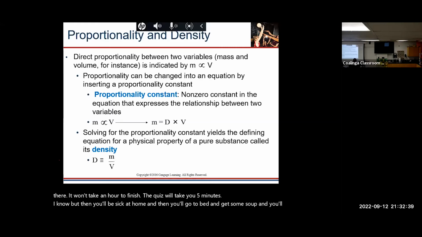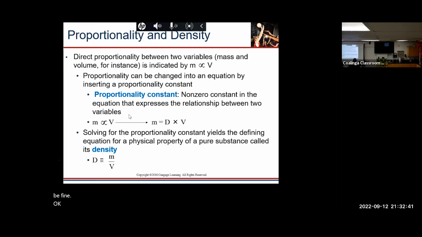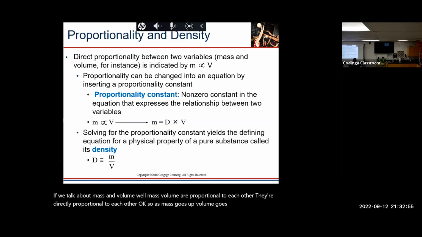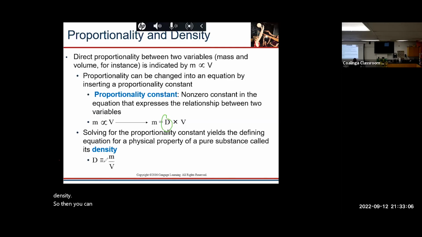Okay, if we talk about mass and volume, mass and volume are directly proportional to each other. As mass goes up, volume goes up. To make this happen, we need a constant, and that constant in this case is density, D. So density is equal to mass over volume. As mass goes up, the volume goes up.